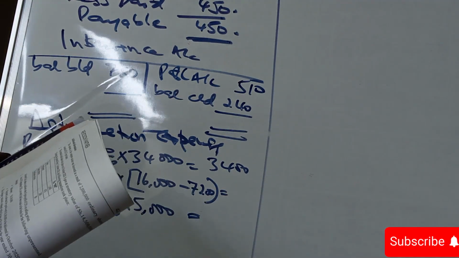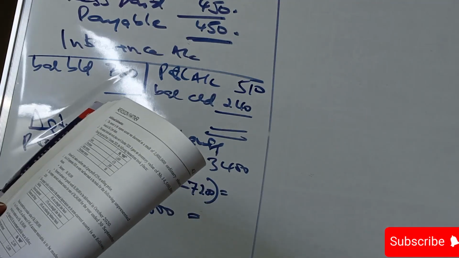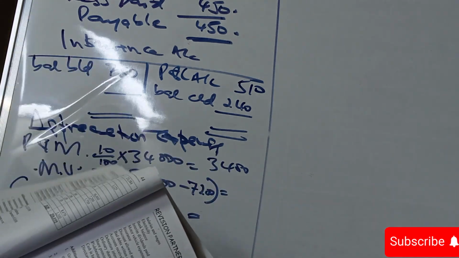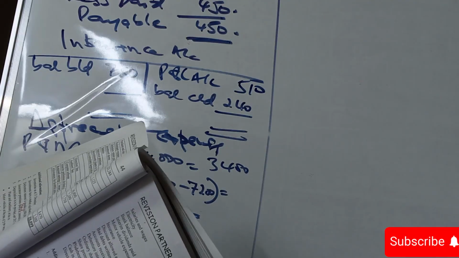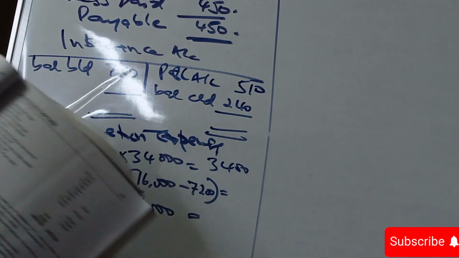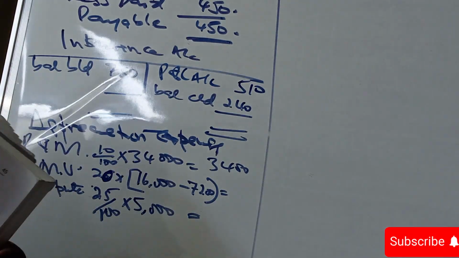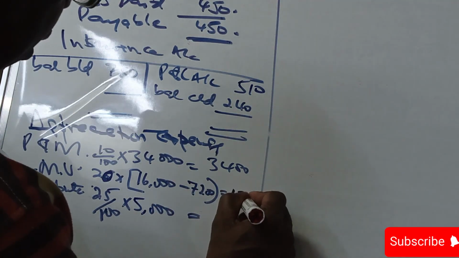We are told that for the motor vehicle, it should be 20%. This one should be 20%. And that is giving us 1,760.